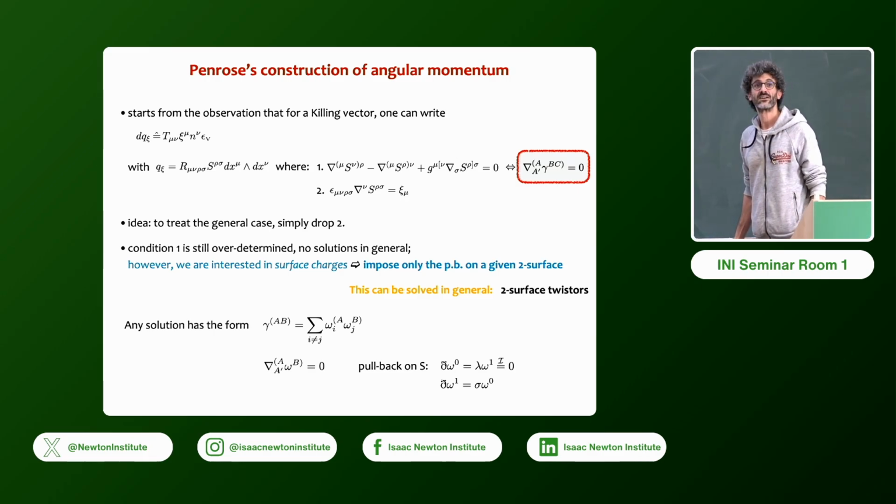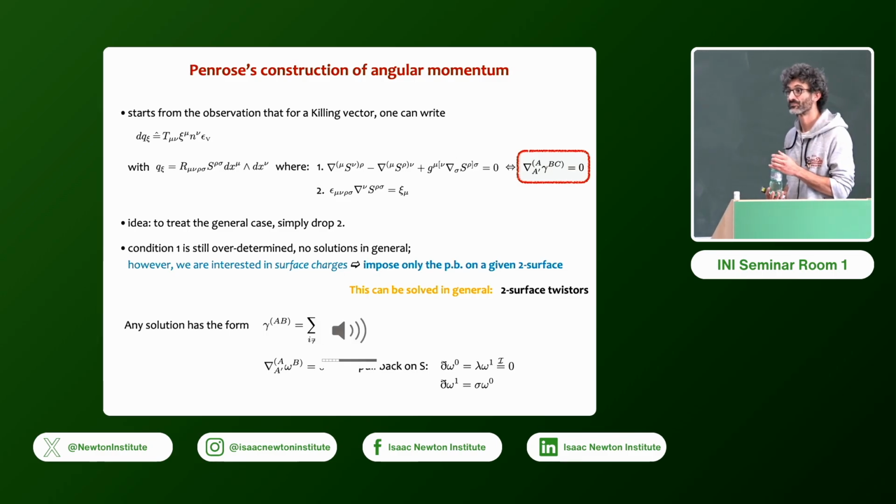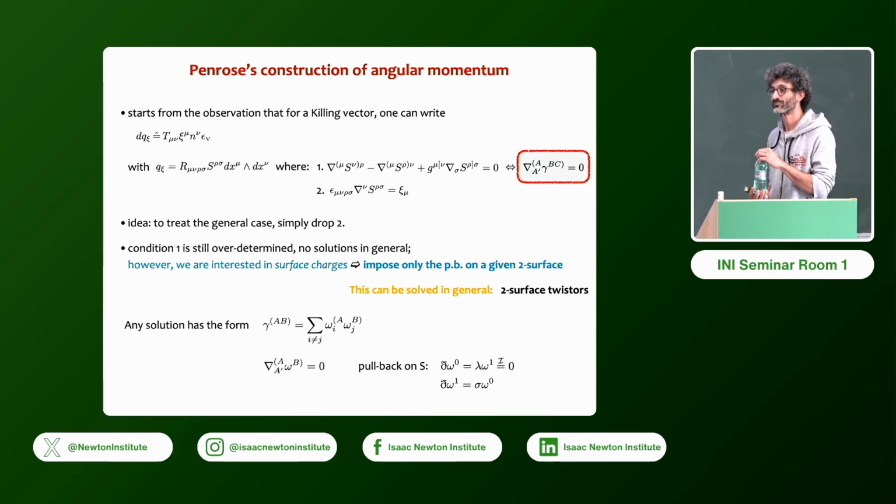Yes? So you said, what if you don't have a Killing vector? But do you still insist on this two-twistor equation? Yeah, exactly.